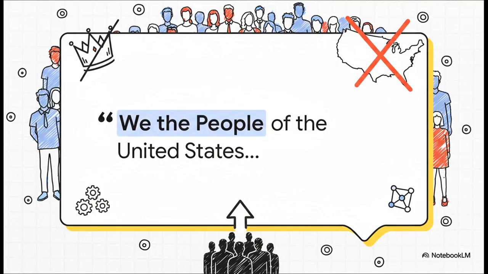And the power of their vision really starts with the first 3 words of the Constitution's introduction: "We the people." This was a completely radical idea at the time. It was a declaration that the government's power didn't come from a king, it didn't even come from the states, it came directly from the citizens themselves.